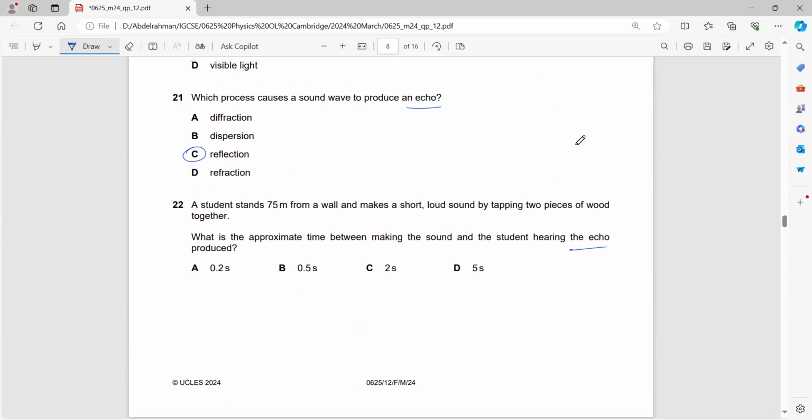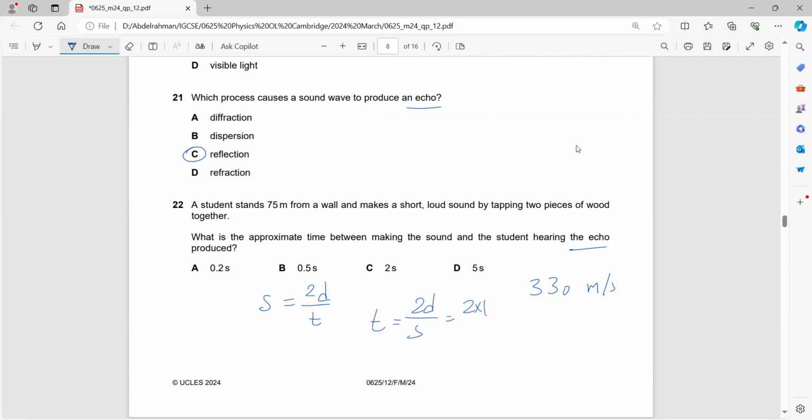To solve this, we need the speed of sound. Speed of sound is around 330 meters per second. Sometimes you can use 300 meters per second, so you have a range. This is the speed. How can we use the speed to find the time? We know that the speed equals 2 times distance over time. To find the time would be 2 times distance over speed.